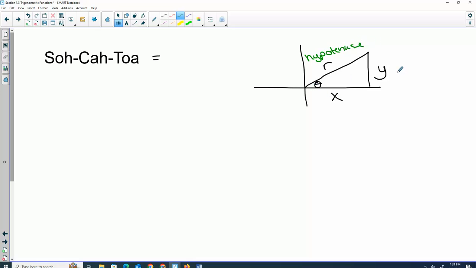We call y the opposite side here because it is opposite my angle. It doesn't touch that angle, it's across from it. X is touching my angle, but it's not the right angle. That is what's called the adjacent side. Adjacent is touching.